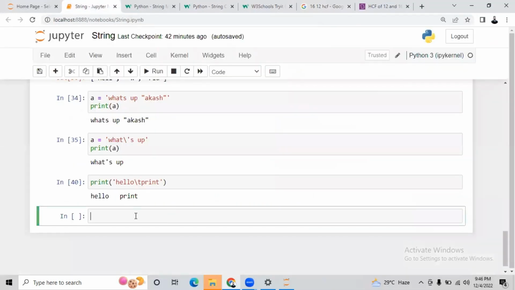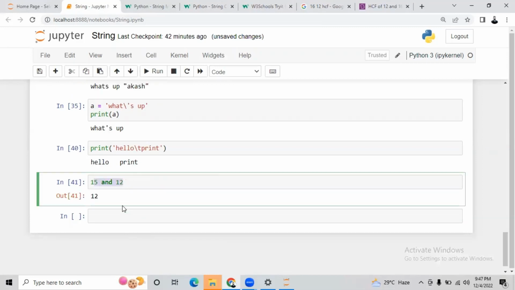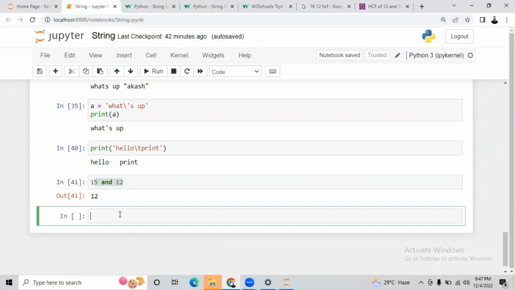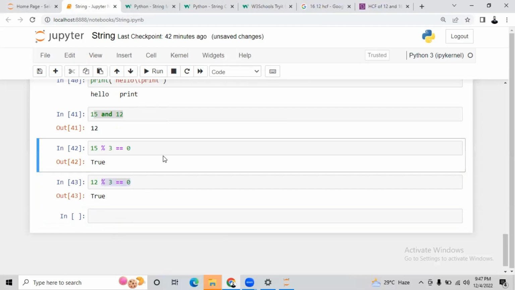Okay, so let's take an example, 15 and 12. What could be the HCF of these two numbers? You have to give me a number which, when divided by 15 and 12, both return 0 remainder only. 3, right? 3, correct. When you divide 15 by 3, the remainder will be 0. Look, it's true, no? 3 fives are 15. And when you divide 12 also, you get the remainder 0. True again. Got it, Akash? Why 3?